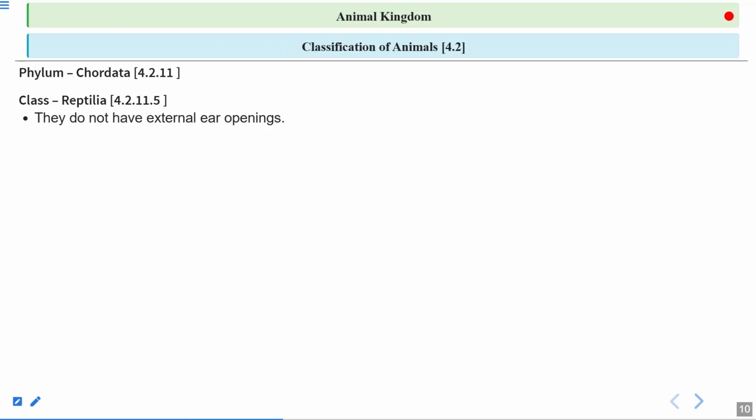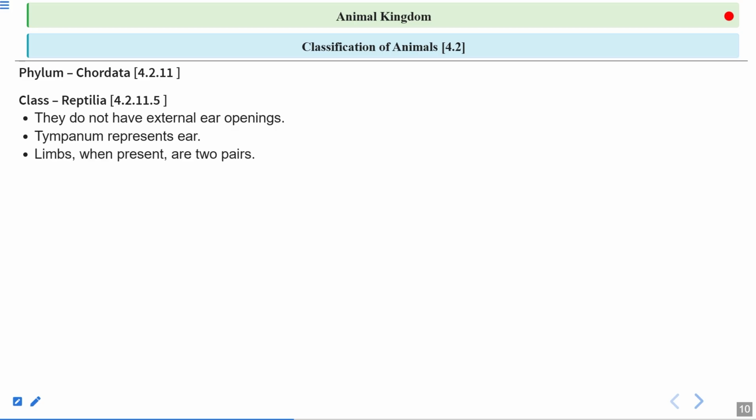They do not have external ear openings. Very, very important point. They are not having any external ear opening. Tympanum represents the ear. As we have seen in the case of amphibia, they have a membrane that is called the tympanum, or the eardrum. So here, this tympanum only represents the ear.